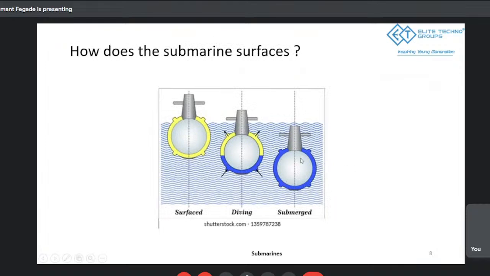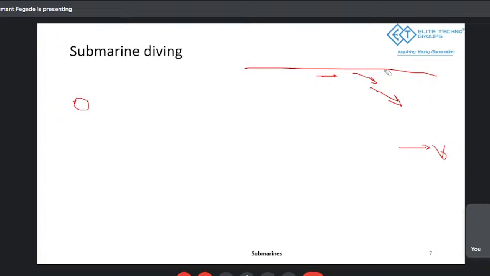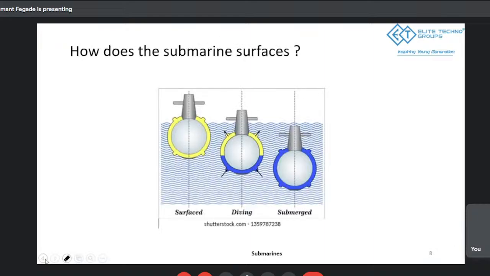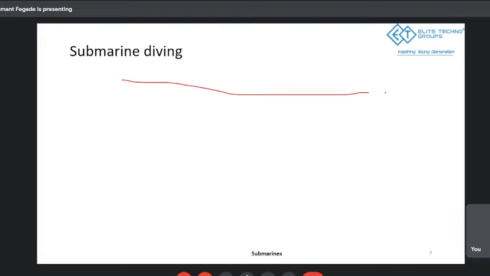Now, how does it resurface again? Again, the same thing. Let me erase this. So let's consider this is your water level, this is your submarine, right? This submarine wants to go upside. What will happen is it will slowly start emptying its front tank first, and then it will be tilted in this direction, like this. Then slowly it will start emptying out the middle tanks and the rear end tanks, and accordingly it will slowly float above.